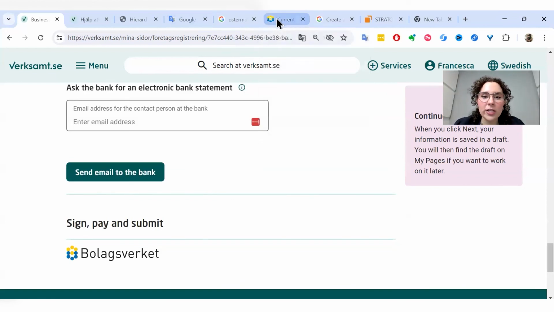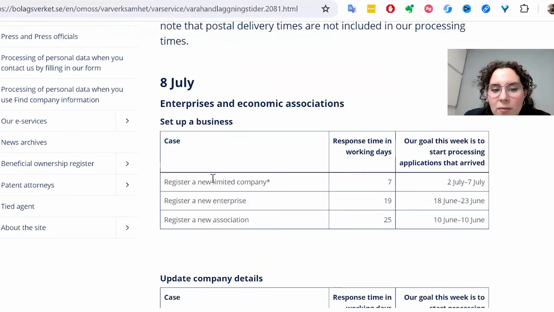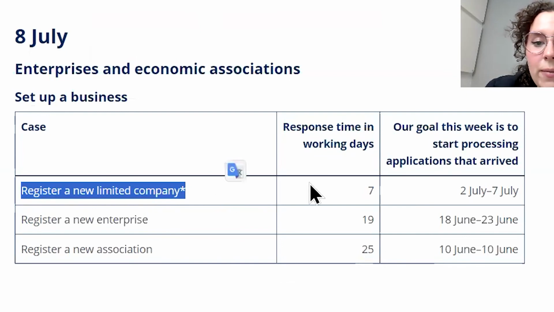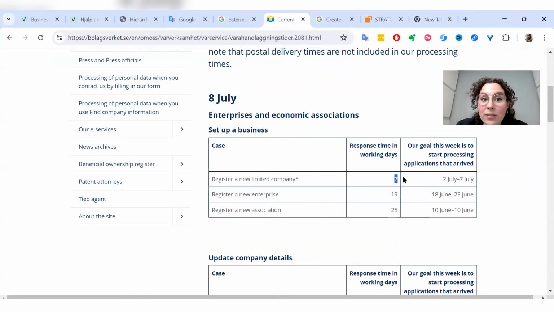And how do you know how long it's going to take for them to process your case? That depends on these numbers. Right now, the last time it was updated, July 8th, to register a new limited liability company, the response time is usually within 7 working days, so about a week. That's how long it takes, after they get the okay from the bank, which also takes like 3 to 4 days for them to reply.